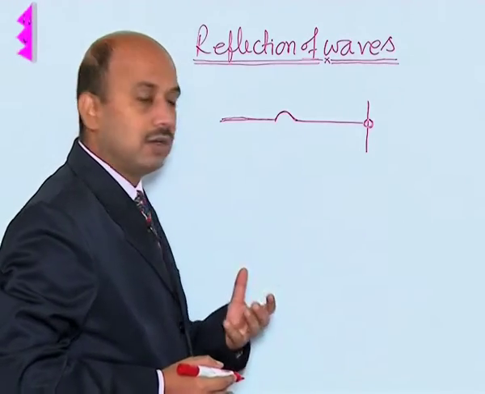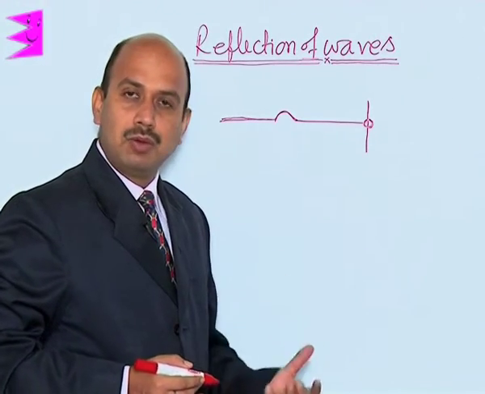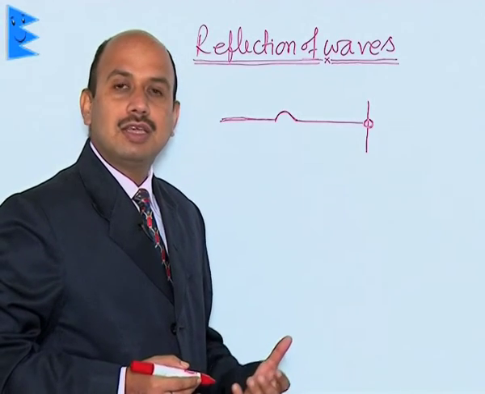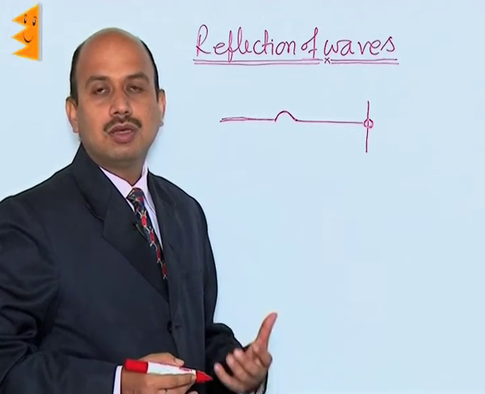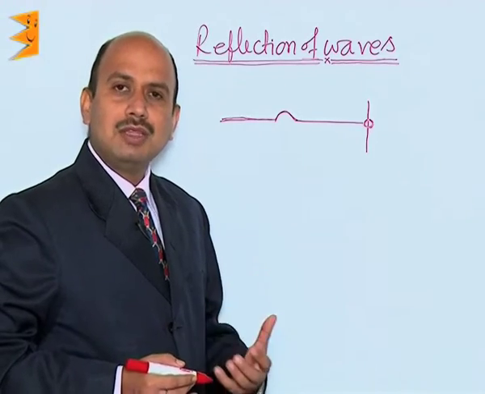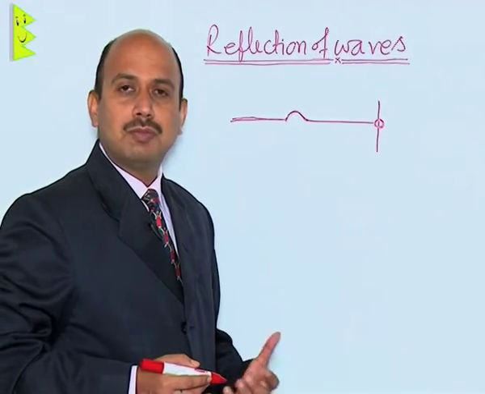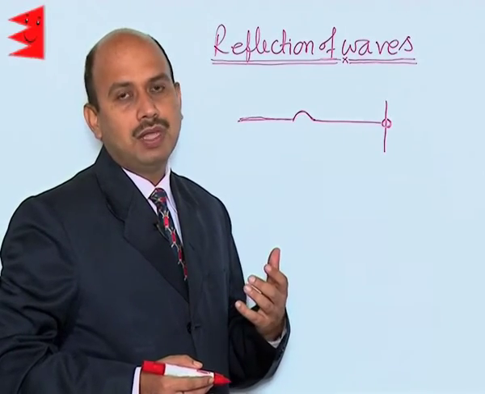So, when the reflection takes place at the open boundary, or you can say at the end which is not rigid, in that case phase reversal does not take place. So, we have seen the reflection of the waves by the plane surfaces, by the concave surfaces, by the rigid boundary or by the open boundary.